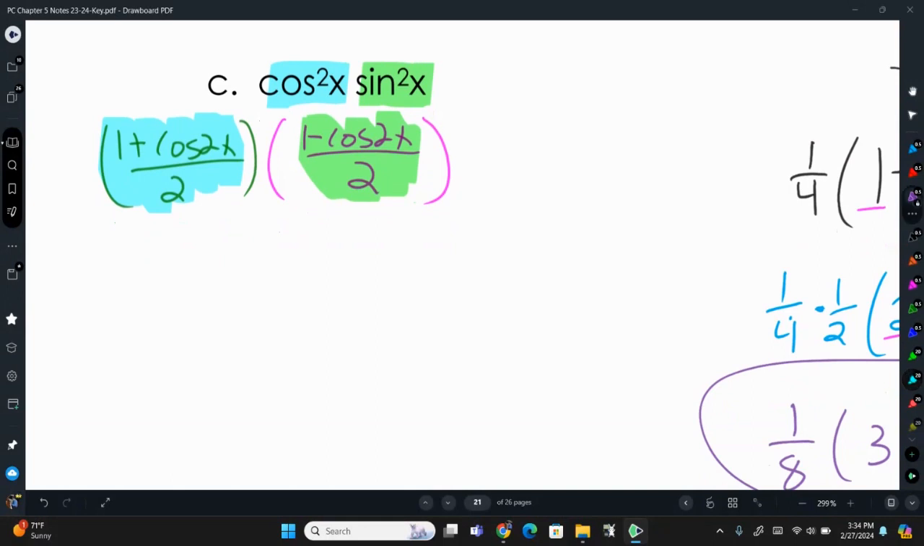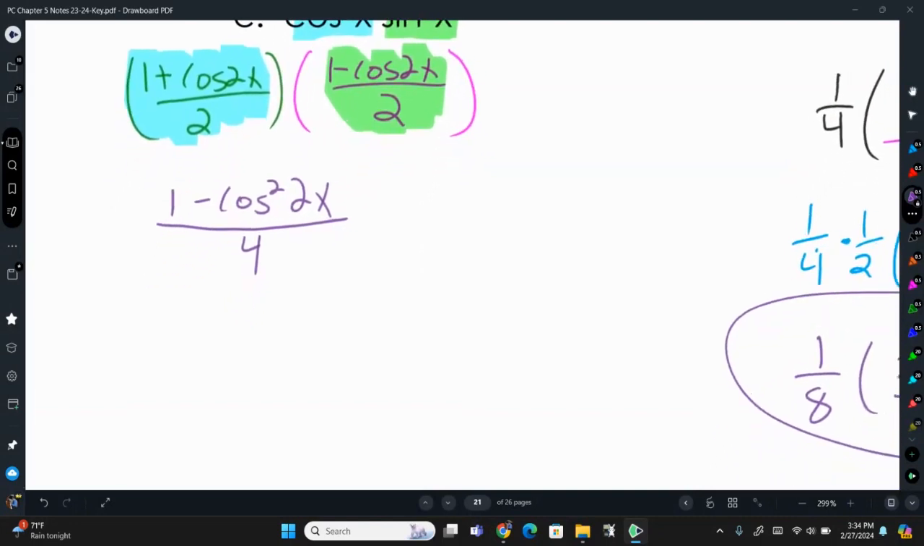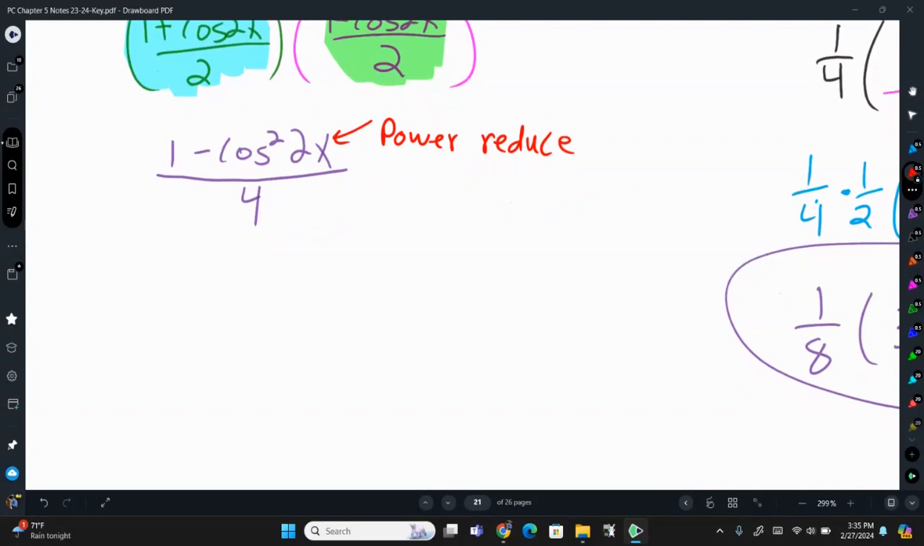Now the numerator, it's going to be nice because we have 1 plus cosine 2x times 1 minus cosine 2x. So that's the difference of two squares in factored form, so we can just multiply the first two and the second two. And then we are going to multiply the two denominators. So I'm going to factor out a 1/4, but also power reduce the cosine squared of 2x.